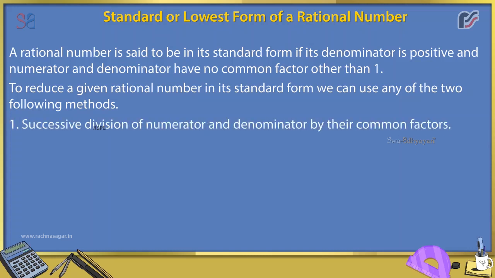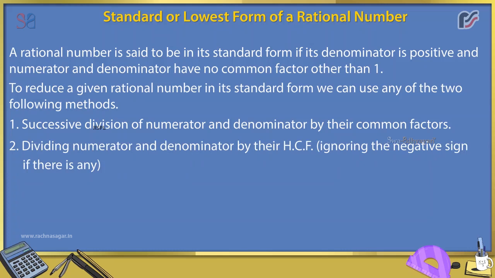1. Successive division of numerator and denominator by their common factors. 2. Dividing numerator and denominator by their HCF, ignoring the negative sign if there is any. Example 1. Reduce minus 12 by minus 16 to its standard form.